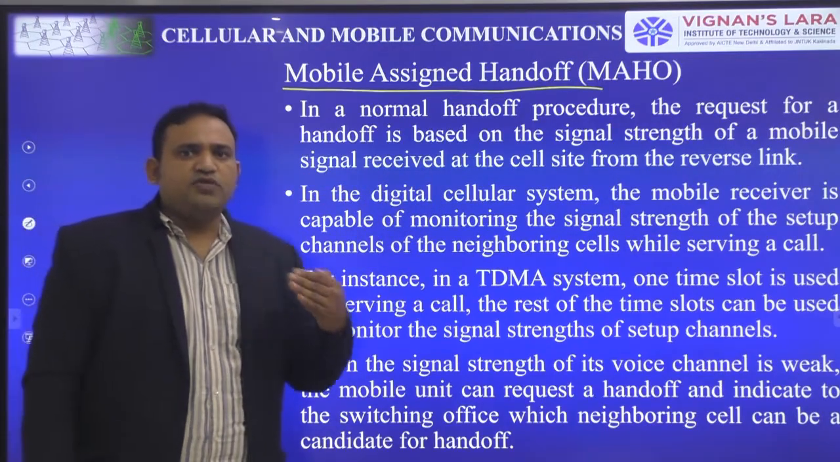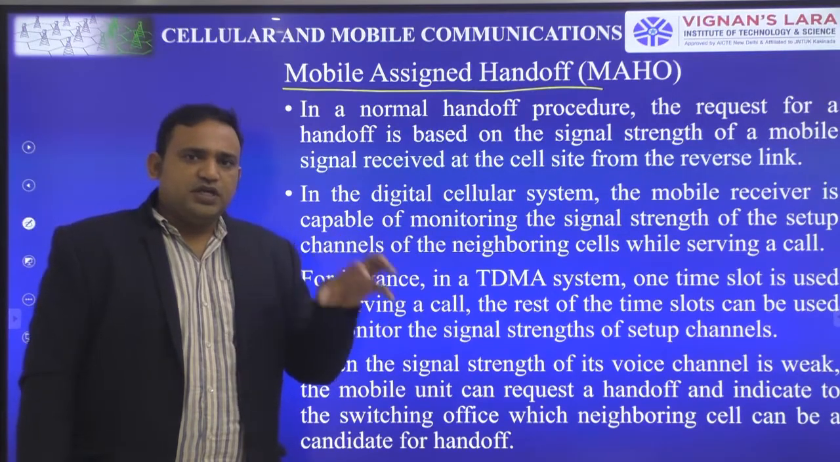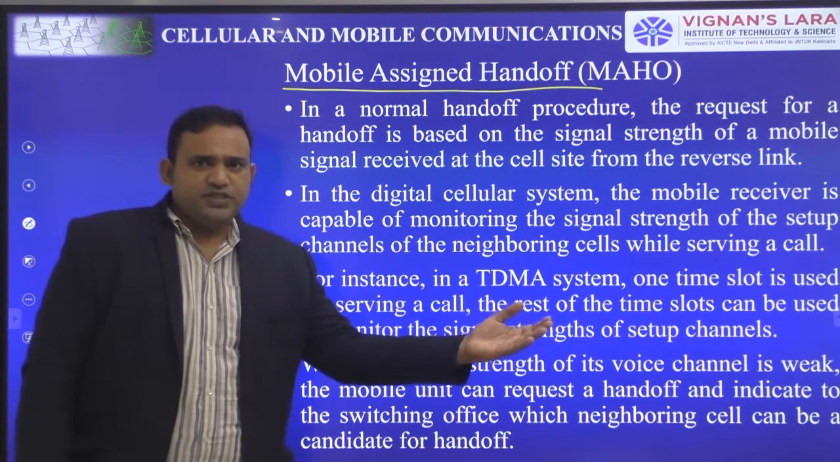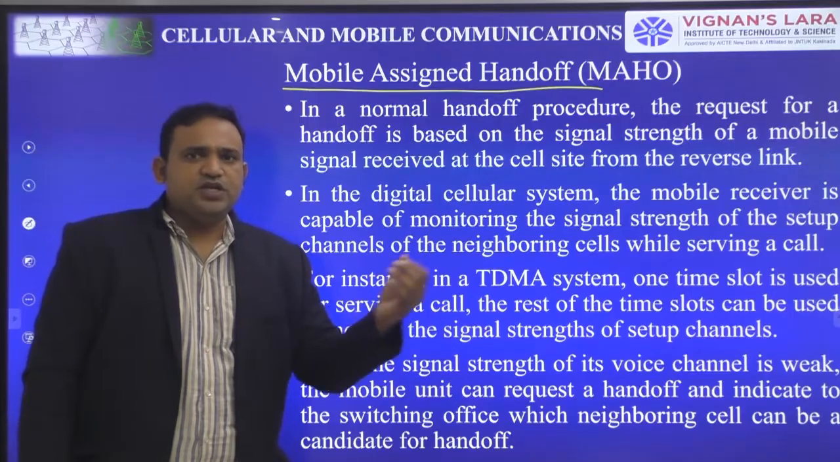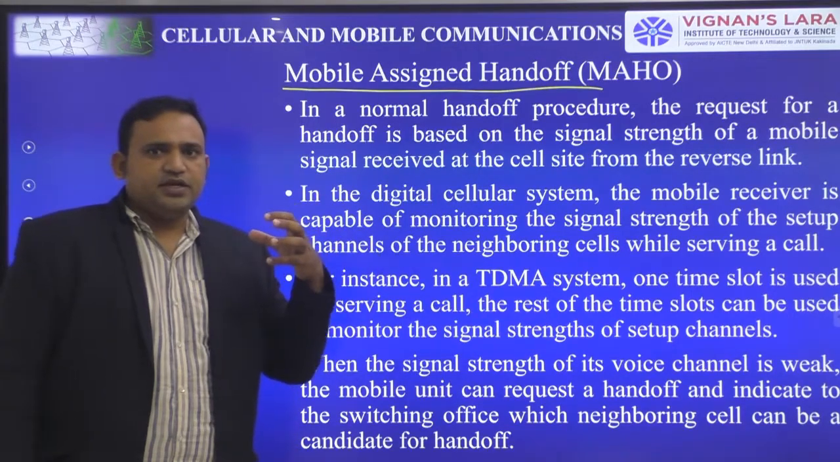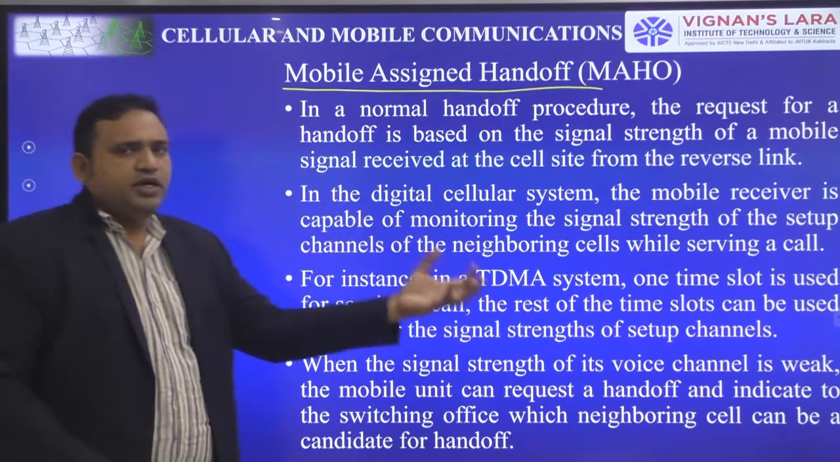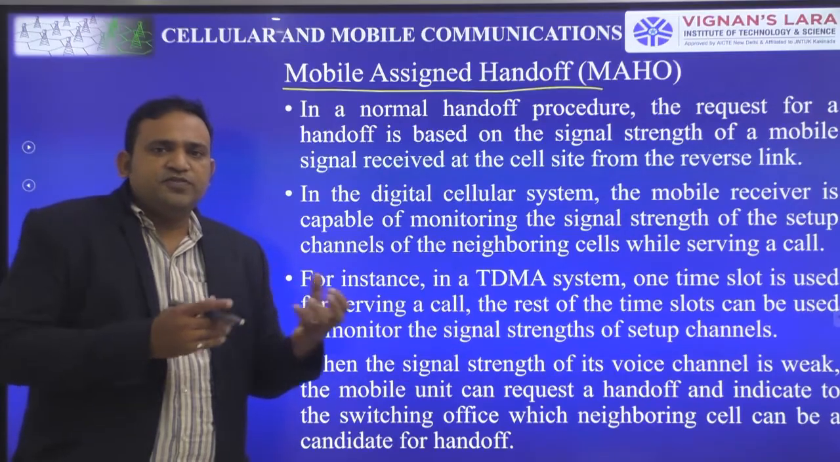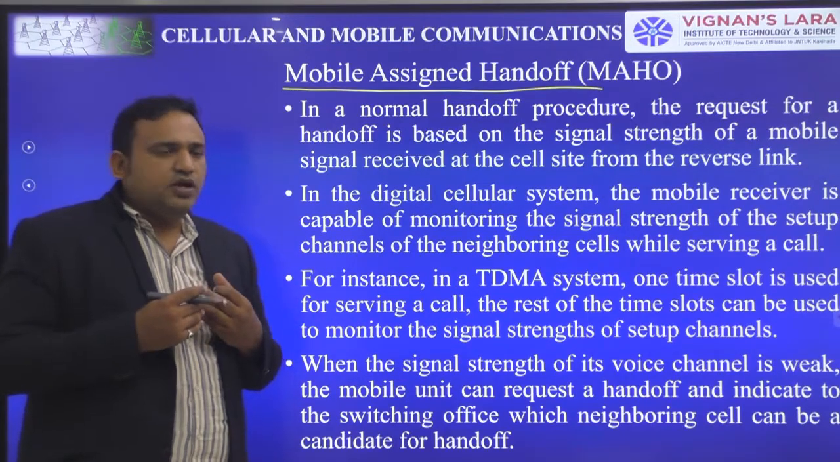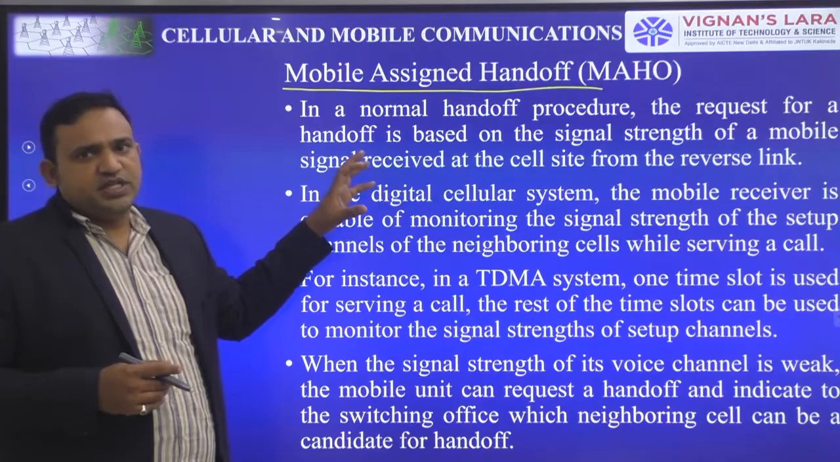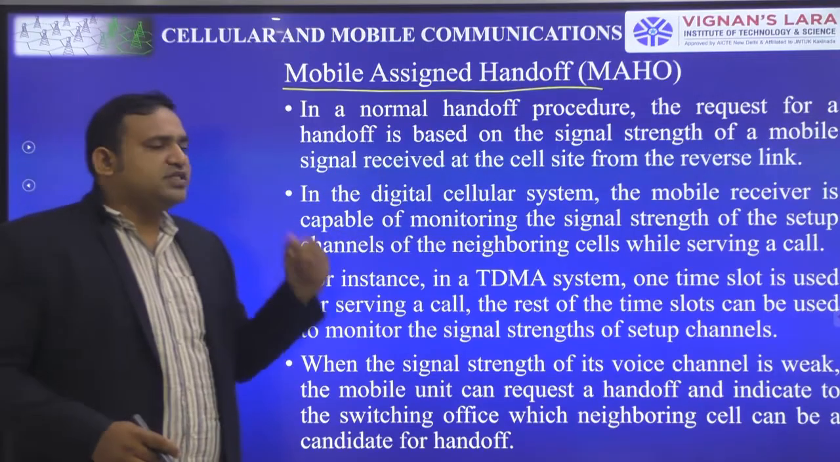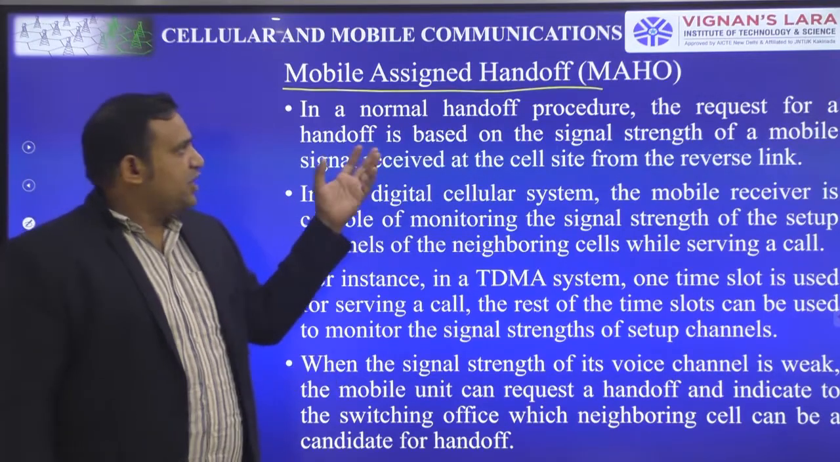You know what is meant by forward link? Forward link means from cell site to mobile unit. Reverse link means mobile unit to cell site. So by receiving the respective information from the reverse link, we have to estimate the received signal strength. But this is about the analog system.